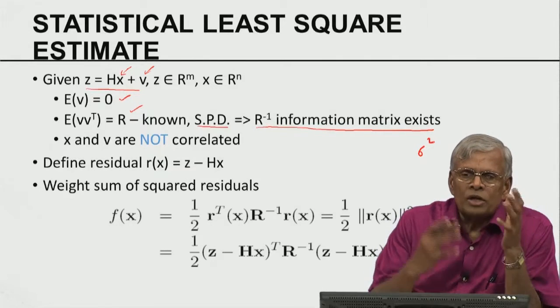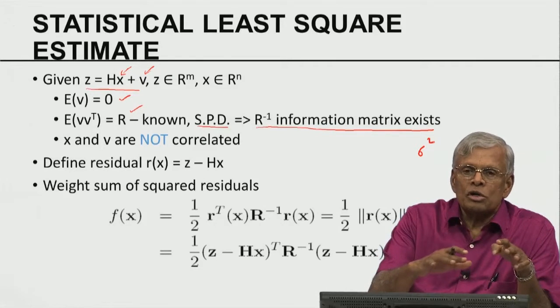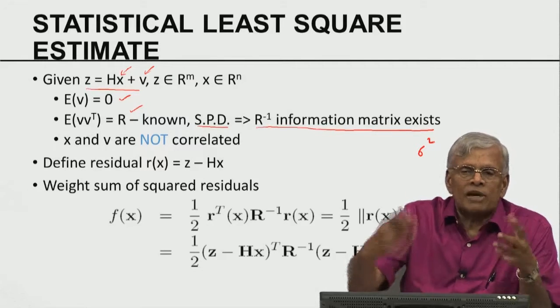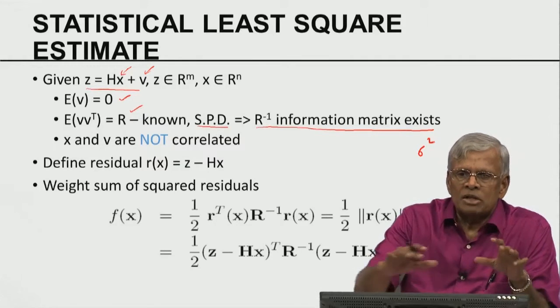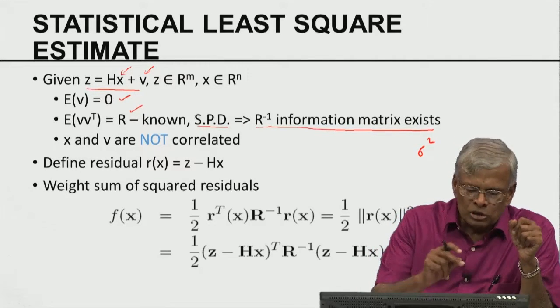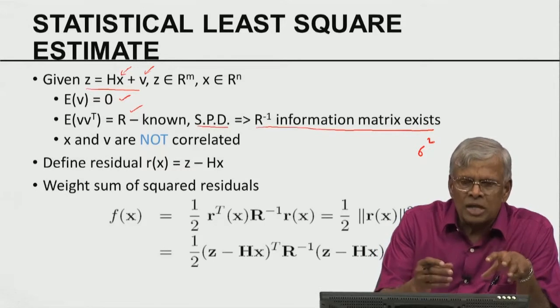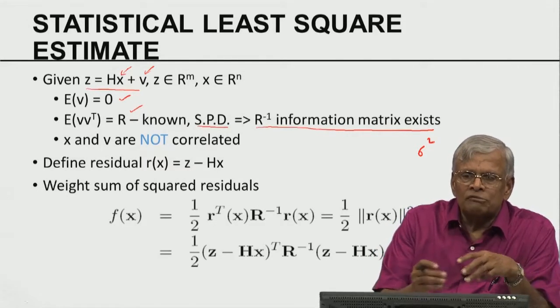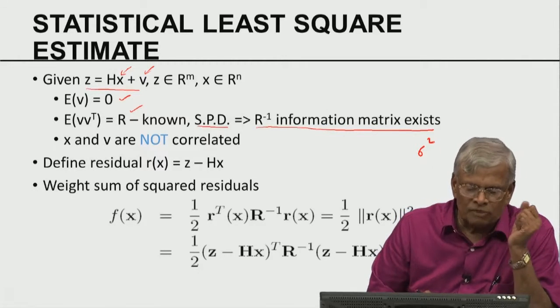X is an unknown, X could be random. For example, as we have already said, the unknown could itself be a random variable. For example, a climate variable has a natural variability. So climate variables are random variables. I am going to make observations of these underlying climate variables. V is the observation noise. So X is a random variable. V is another add-on noise coming from observations.